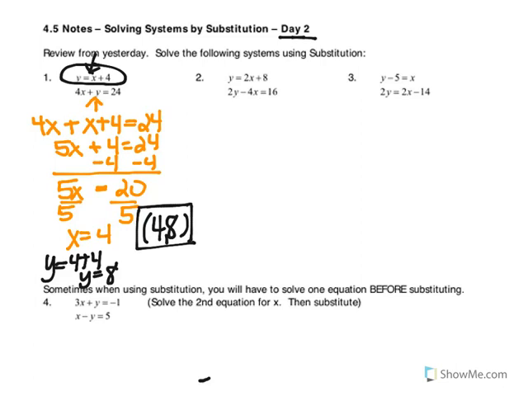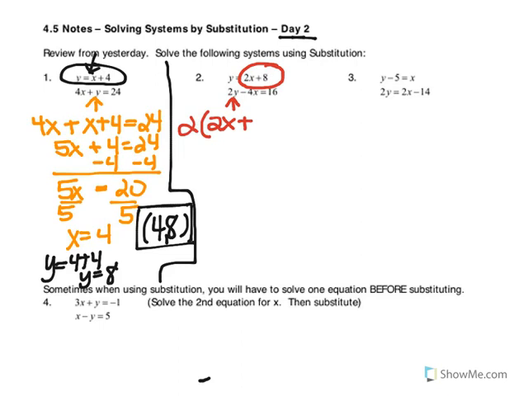Okay, let's look at the second one. Again, y has already been solved. And it says y equals 2x plus 8. So we're going to substitute that 2x plus 8 for this y in the equation. So 2 times 2x plus 8 minus 4x equals 16. Distribute. We have 4x plus 16 minus 4x equals 16.